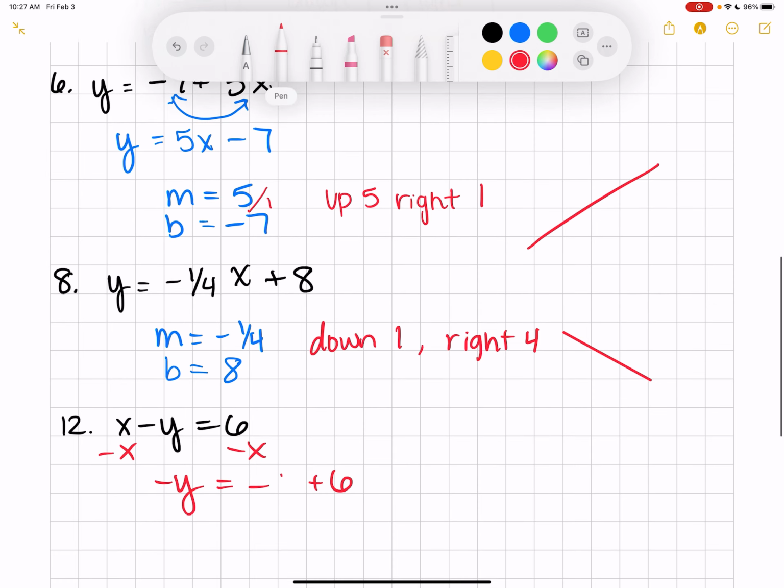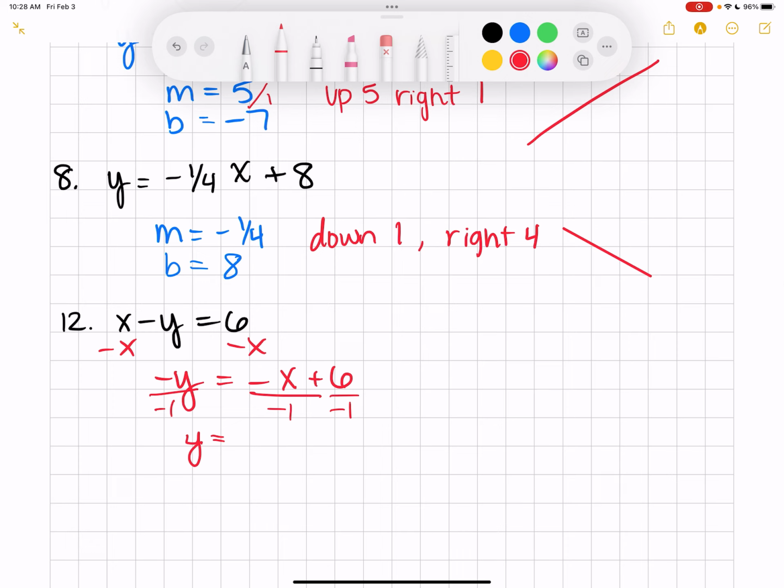And again, I kind of mentioned this when we were solving before, but I always do it in this order because I'm trying to get y equals mx plus b. So then what do I need to do with this negative sign? Divide by -1 for everything. So that cancels on this side, so I'm left with y is equal to negative x divided by negative 1, which becomes positive x. Then positive 6 divided by negative 1 is going to be negative 6. So my equation in slope-intercept form is y is equal to x minus 6.